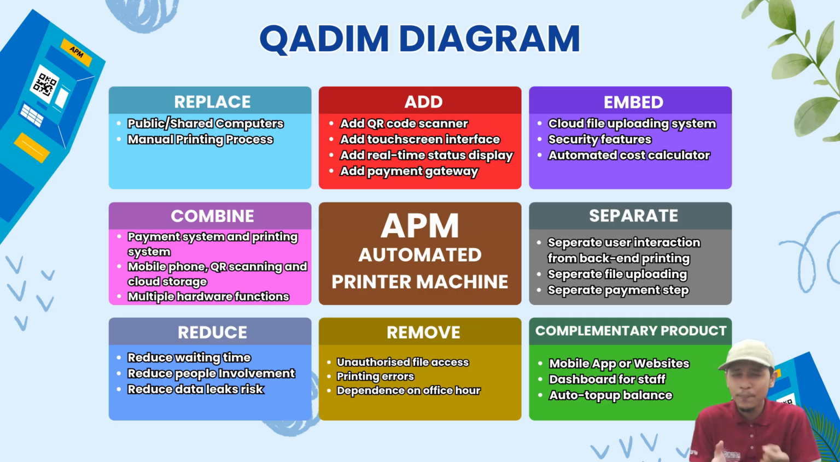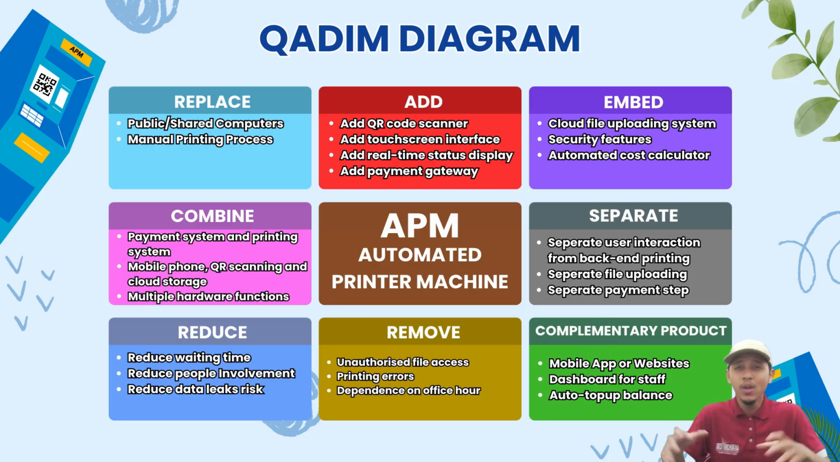What we have combined is the payment system and printing system into one smooth flow. We also combine QR, mobile phone and cloud storage. These help us reduce hardware but increase the function. Separate. And now we separate three things. Number one is user interaction from back-end printing, the file uploading step, and the payment step. This makes the process faster and safer because the machine will only print after all steps are complete.